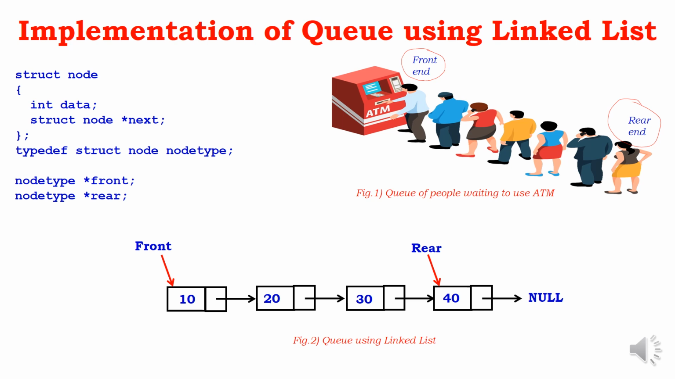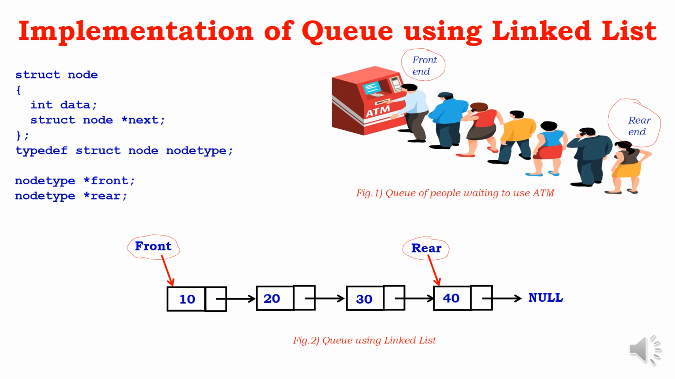Normally, the name of a linked list is pointing to the first node of the linked list. But in a queue, we need to maintain two ends. One is the front end, the other is the rear end. So see here, there is a list of nodes. It is a linked list. Pointer front is pointing to the first node. Pointer rear is pointing to the last node of the linked list. So there are two pointers, one pointing to the first node of the linked list and the other pointing to the last node of the linked list.